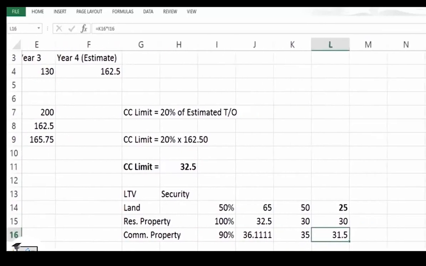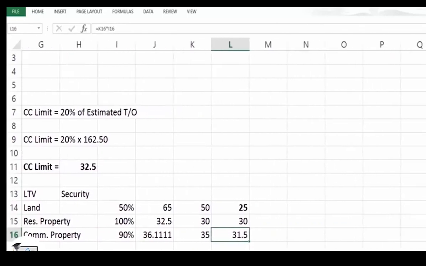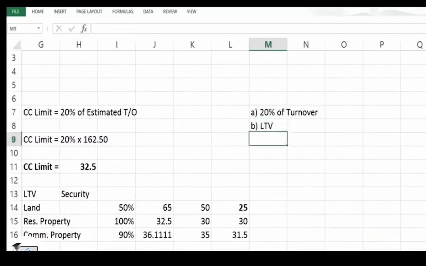So to sum up, how the banks would sanction cash credit facilities. Number one, they'll see, say, 20% of turnover. Number two, they'll be comparing the LTV and they'll take a decision whichever is lower.